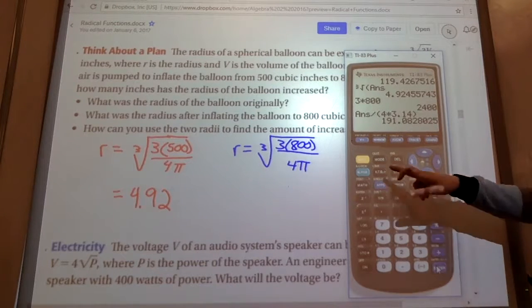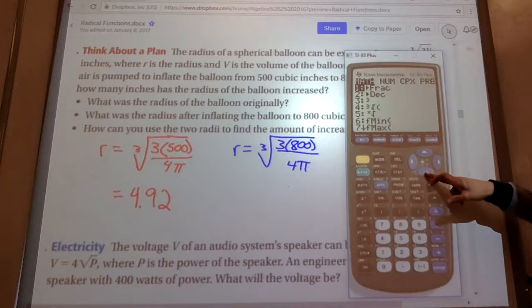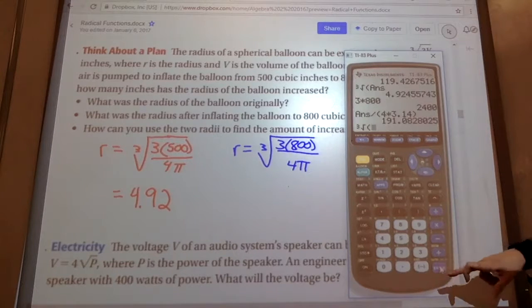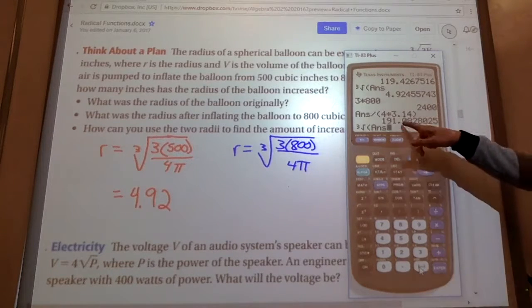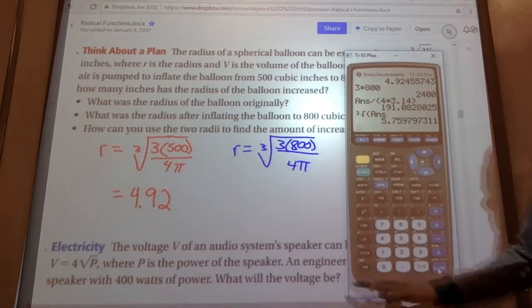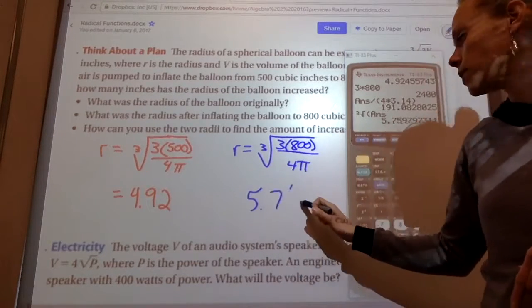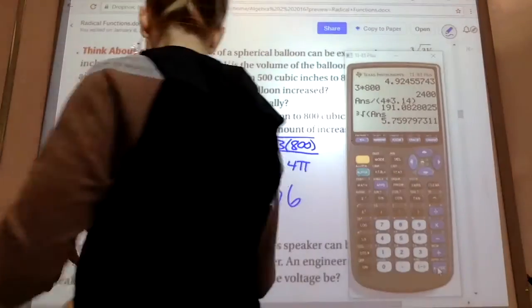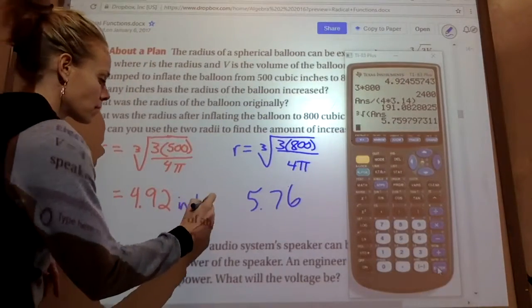And then I'm going to cube root that. So math, cube root, second negative sign recalls, and I get 5.76. Okay, we'll agree to round to the, and right, this is labeled inches.